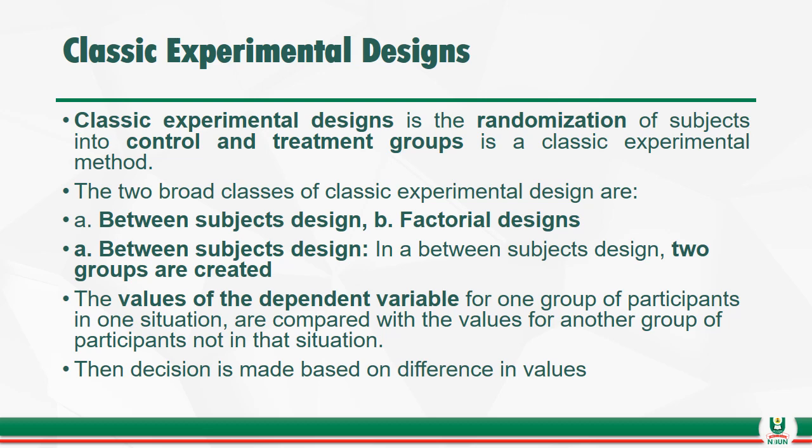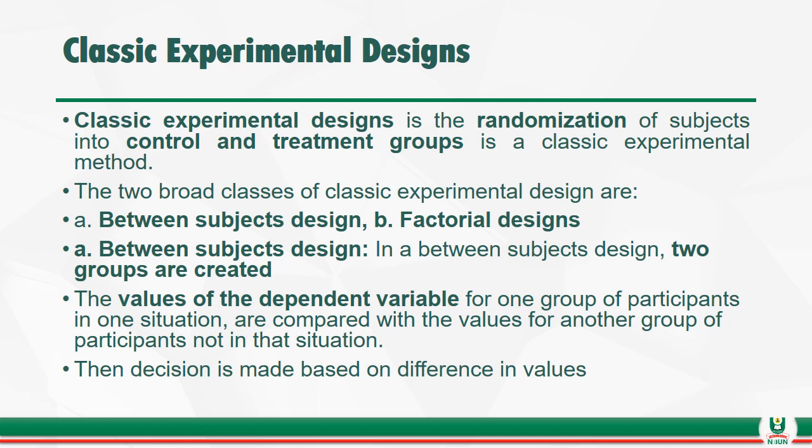Is a classical experimental method. The two broad classes of classic experimental designs are: 1. Between subject designs. 2. Factorial designs. We will be talking more about the between subject design, because the factorial design is more or less beyond this first degree level.